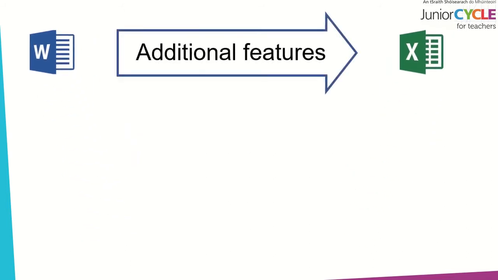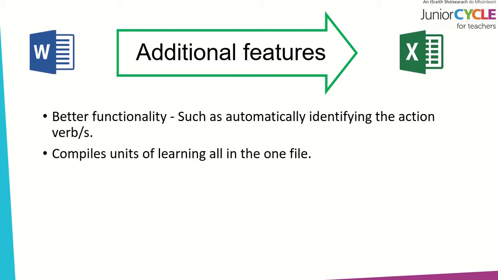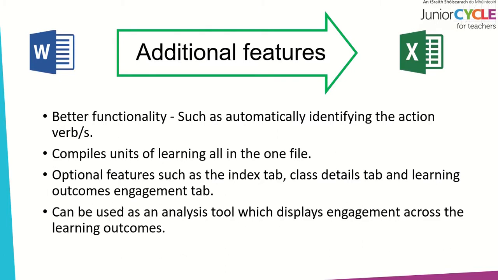Important to note that this document was developed in response to teacher feedback received in the course of CPD 2019-2020 workshops. Some additional features of the Excel version are better functionality, such as automatically identifying the action verb or verbs, and compiling units of learning all in the one file. Optional features such as the Index tab, Class Details tab and Learning Outcomes Engagement tab can be used as an analysis tool which displays engagement across the learning outcomes.